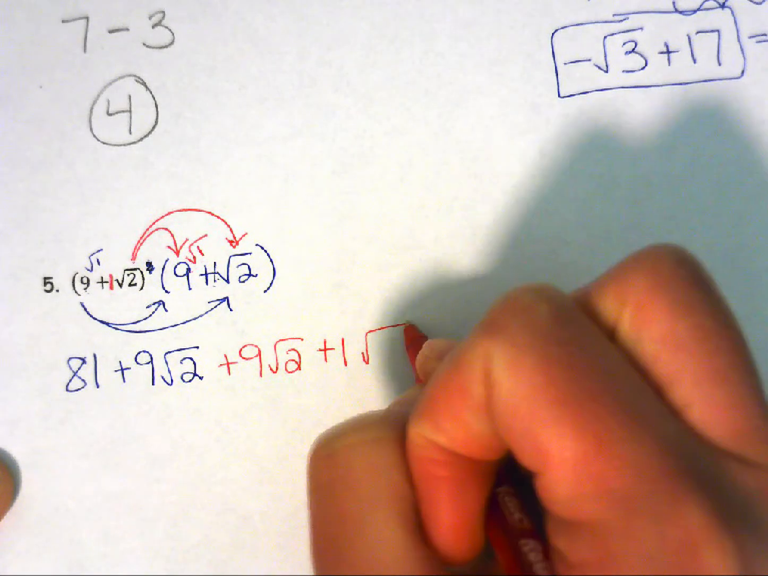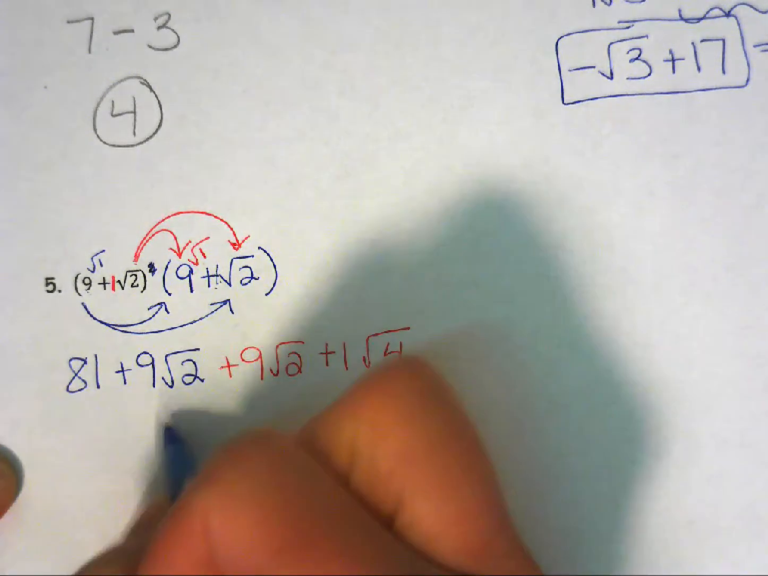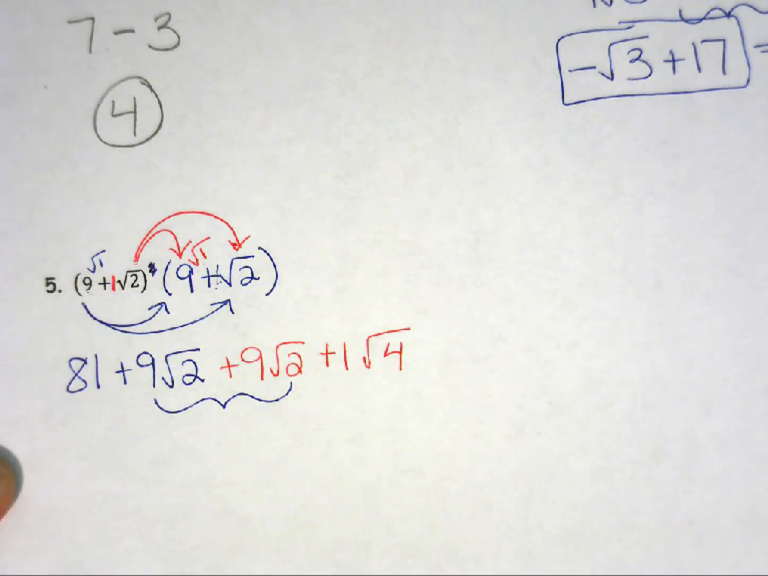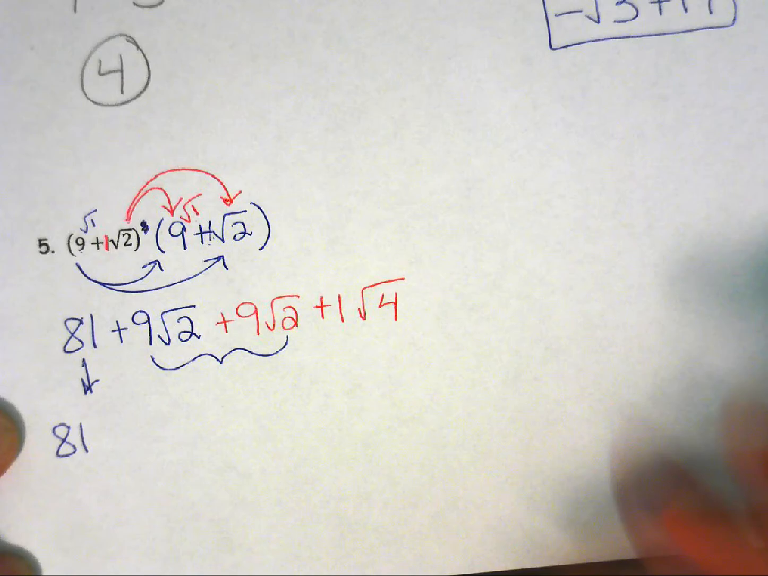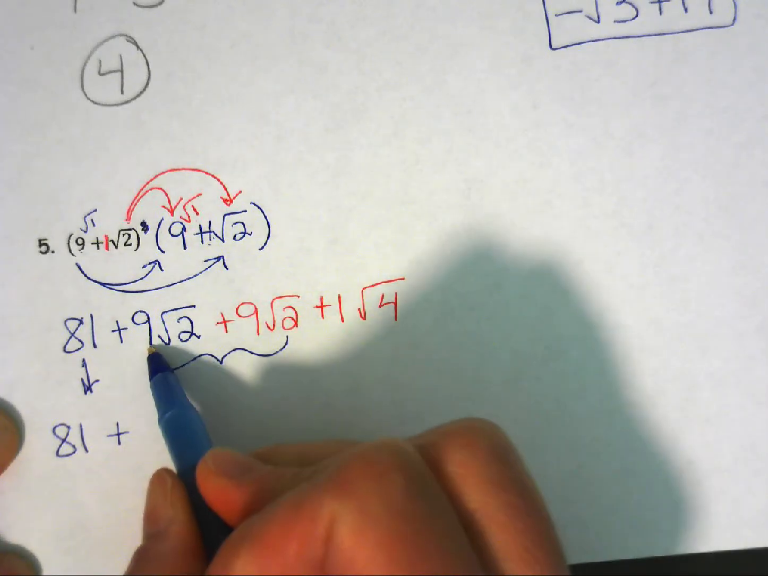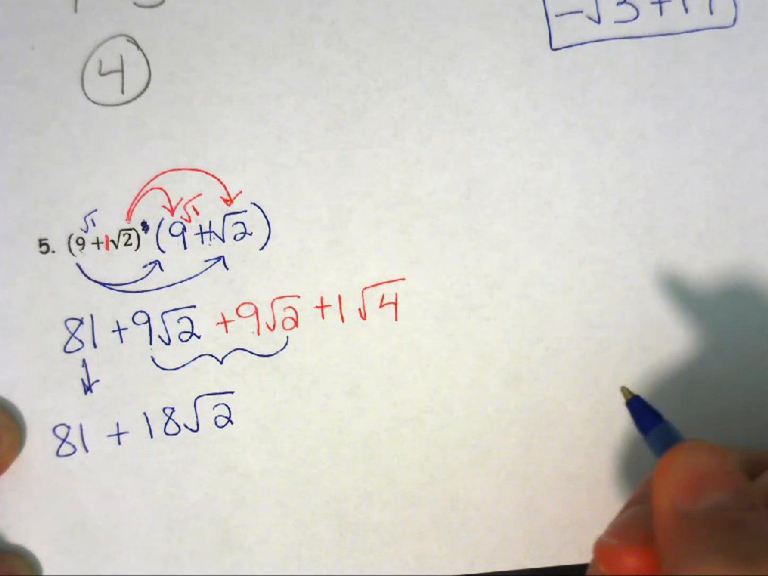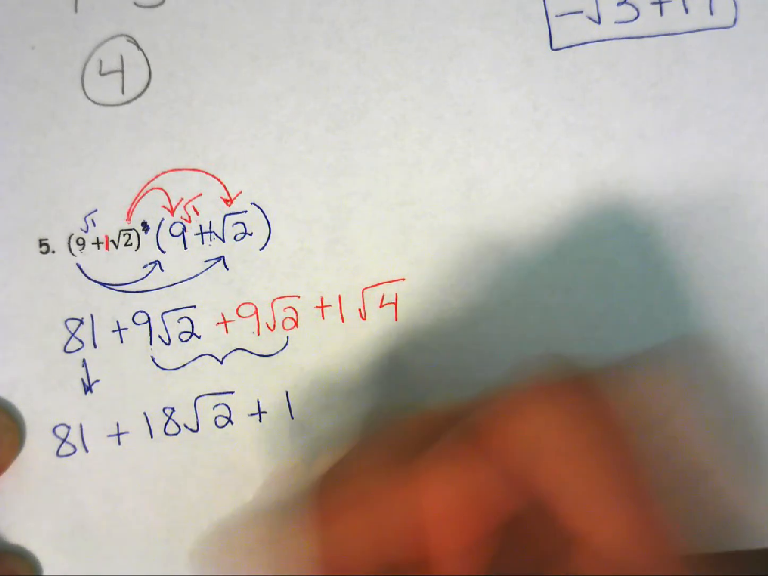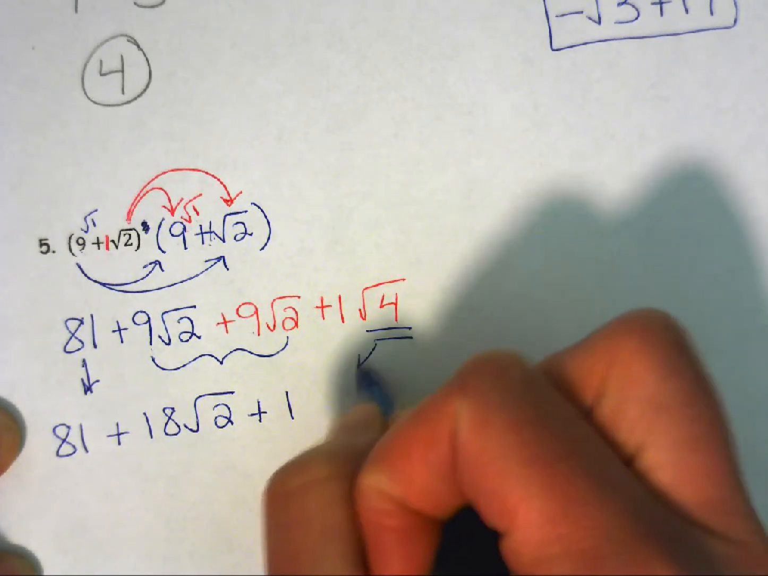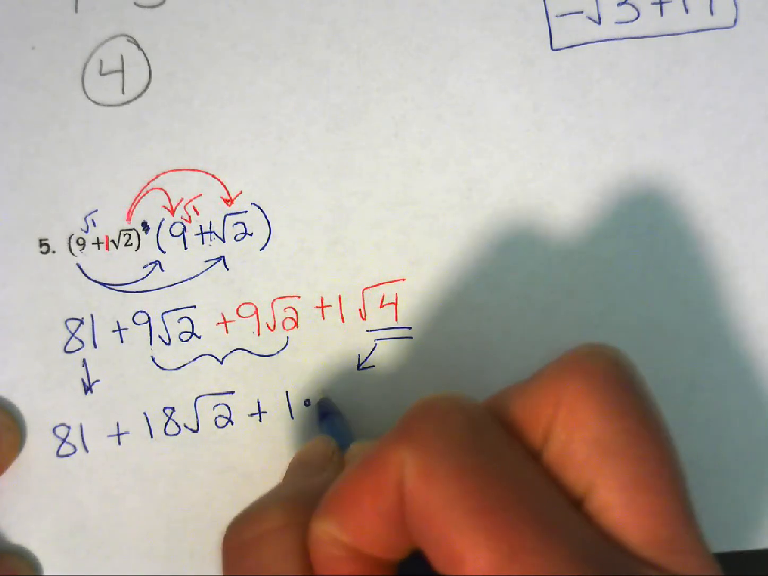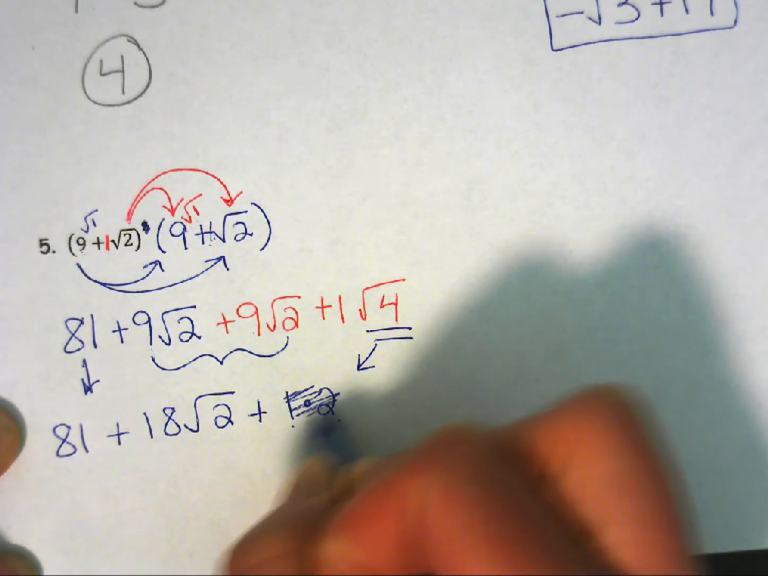So 2 times 2. Now again, I'm noticing a couple things here. I'm noticing that these are exactly the same. So I'm just going to do 81. And then I'm going to put these two together. So 9 plus 9. And then the radical doesn't change. And then on the end here, I'm noticing that the square root of 4 is perfect. So the square root of 4 is just 2. So I'm going to say times 2. So this 1 times 2 is really just a 2.